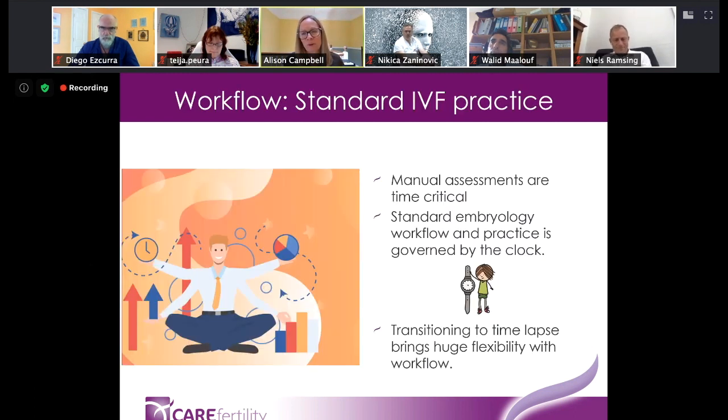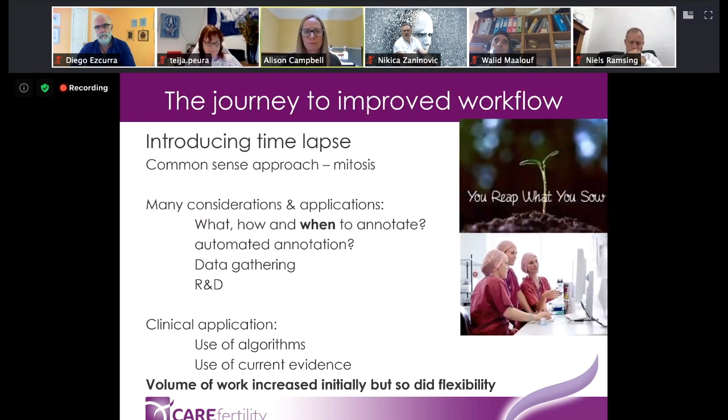And we know with standard practice, workflow can be quite complicated, disrupted. We have to have an eye on the clock all the time. The manual assessments are really time critical. And so the time of day, the rotas of the embryologists, it's all very much based on when we need to make these important assessments from our standard practice. So transitioning over to time-lapse brings a huge amount of flexibility and benefits for workflow.